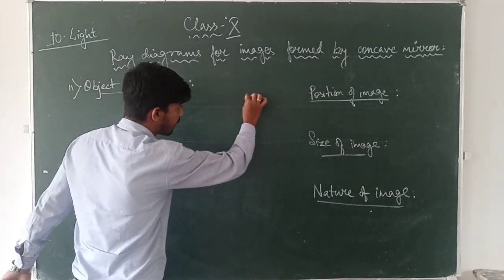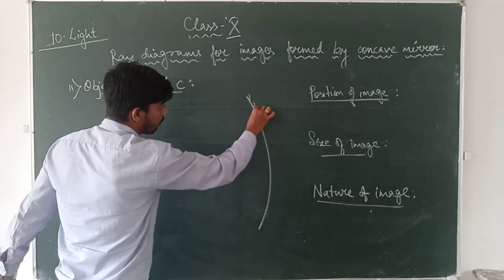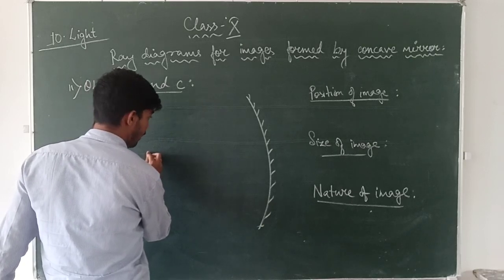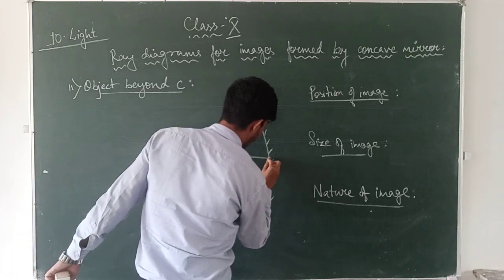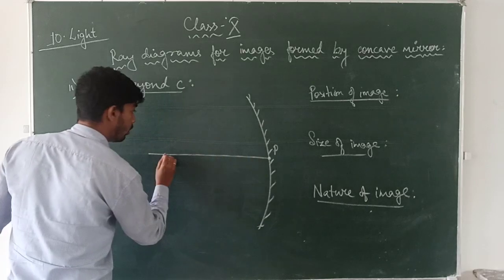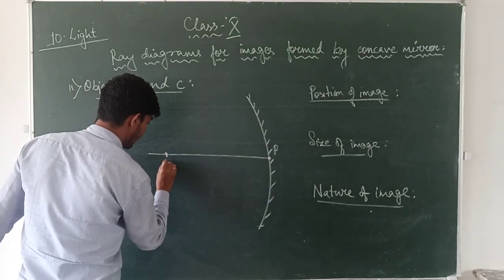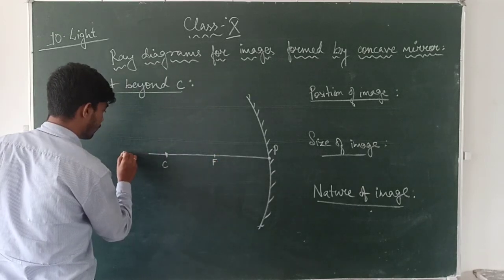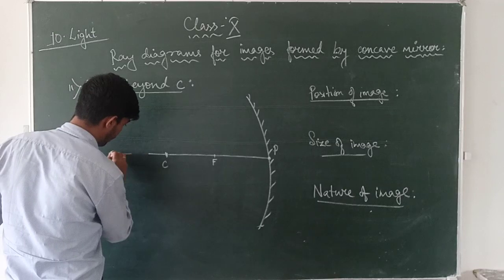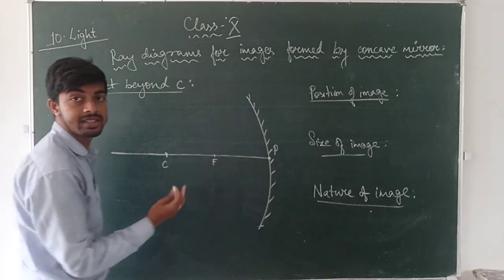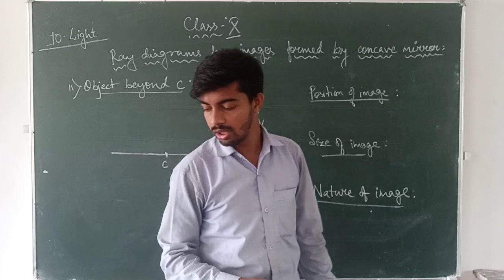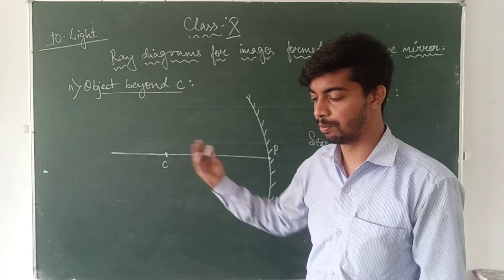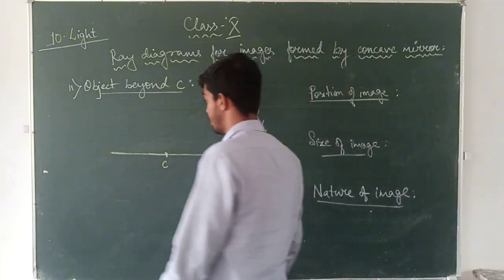So, doing all the things again once more: our mirror, then we will have our principal axis. We have the point pole, we have our center of curvature, we have our focus. And next on the principal axis we will place the object. Now the second position is when the object is beyond C, not focus.